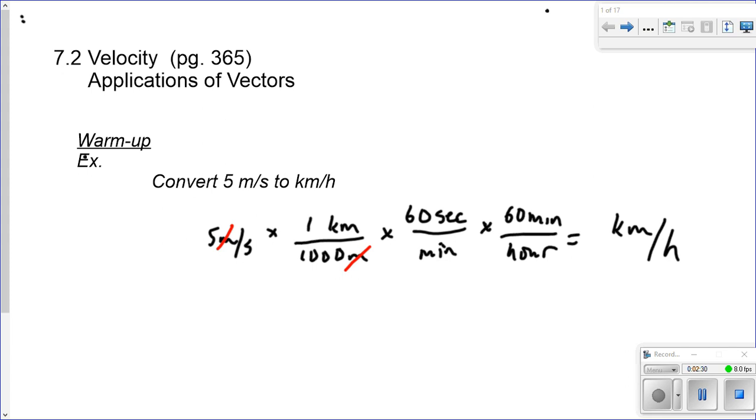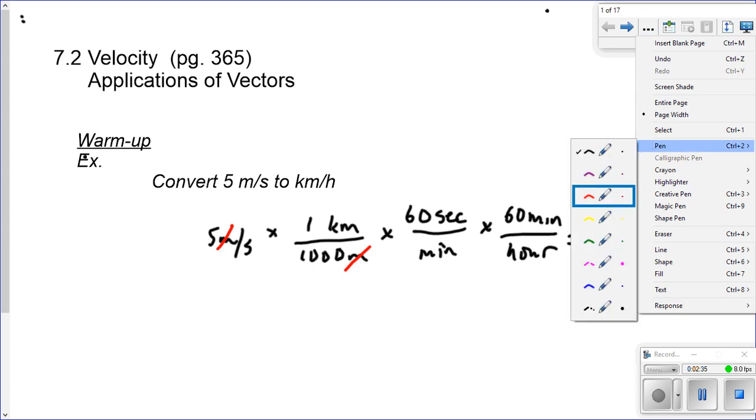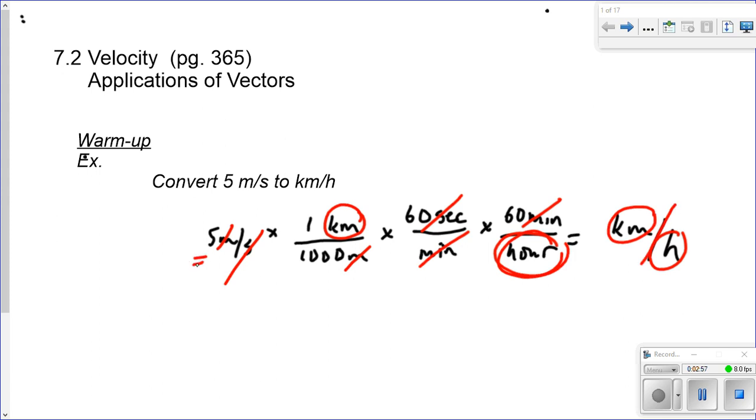Now, when I've done it this way, which is a little bit intuitive, I want to start canceling units, just like I did with the meters and kilometers. Notice that I want hours in my denominator, and I have hours in my denominator. My minutes will cancel, and this second will cancel with this second here. So what I'm left with is kilometers per hour. Now I just multiply my numbers together: 5 times 1 times 60, divided by 1,000.